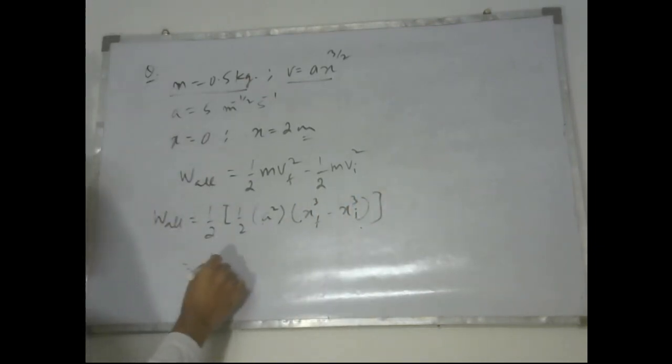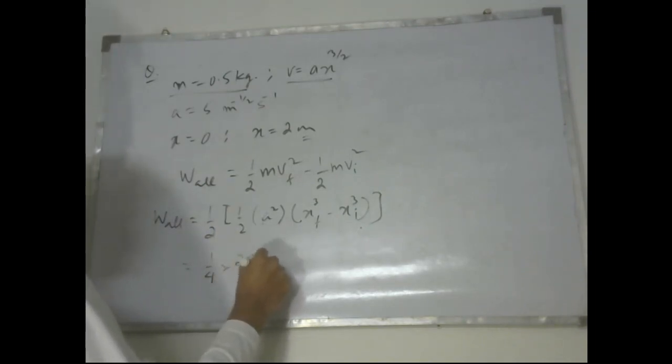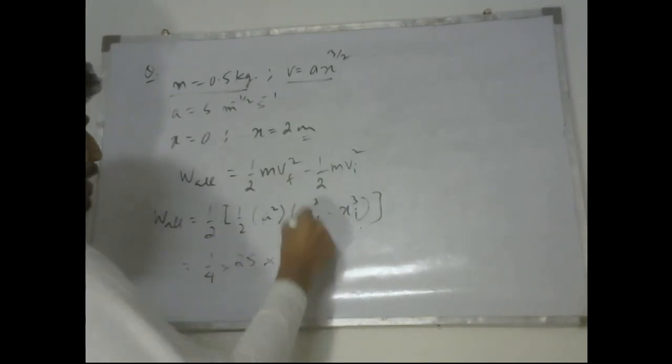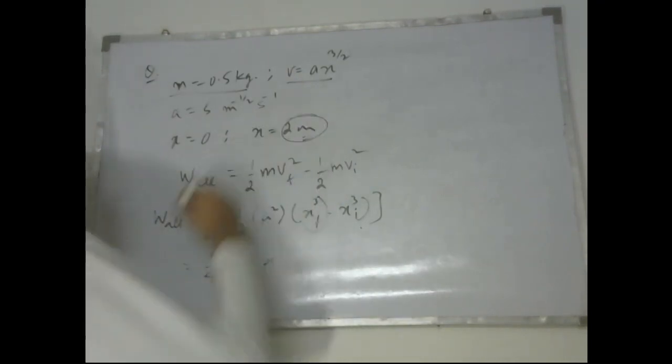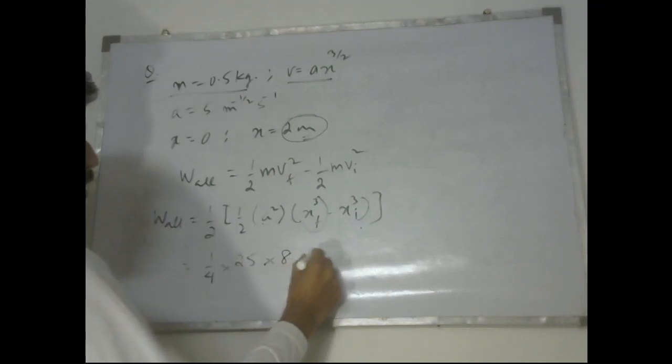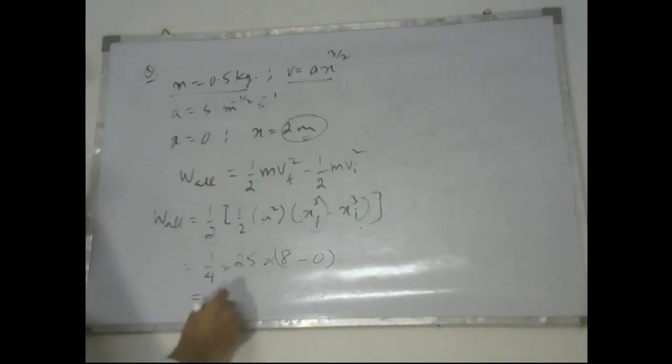So this comes out to be 1 by 4, a is 5, so that is 25, into x, the value of final position of x is 2. So when 2 is cubed, it comes out to 8, minus 0. So this is 25 times 2, that is 50 joules.